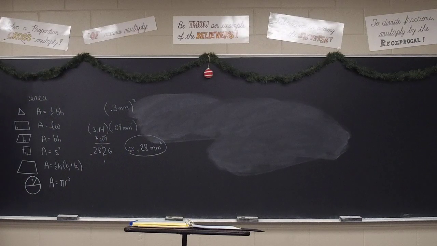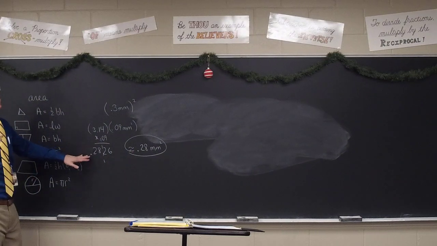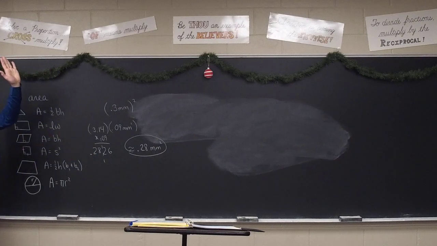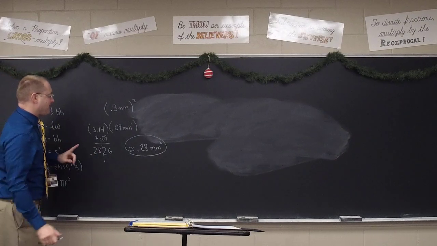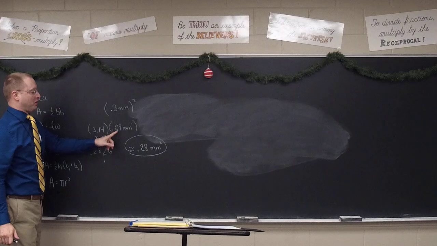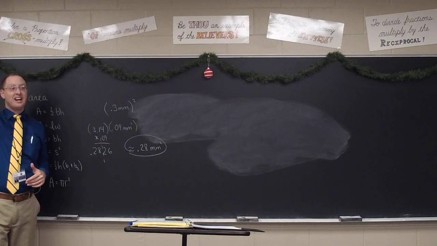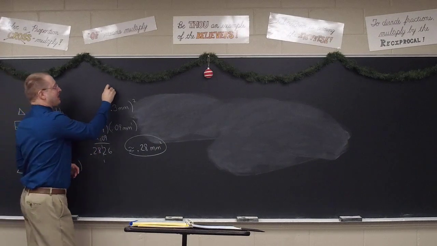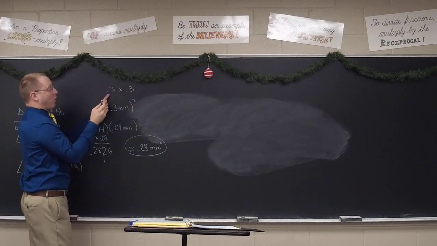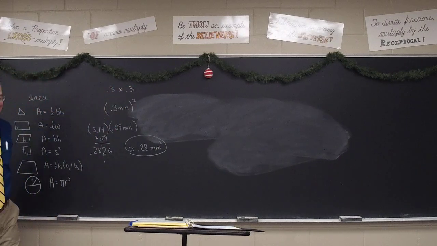How many had approximately 0.28 millimeters squared? How many had 0.2826? You just didn't round it off at the end. Okay, all right. How many forgot that when you multiply 0.3 by 0.3, it's 0.09, and you were missing a decimal place? You had 2.86. Okay, be careful. Remember, 0.3 times 0.3 has to have 2 decimal places in that answer.